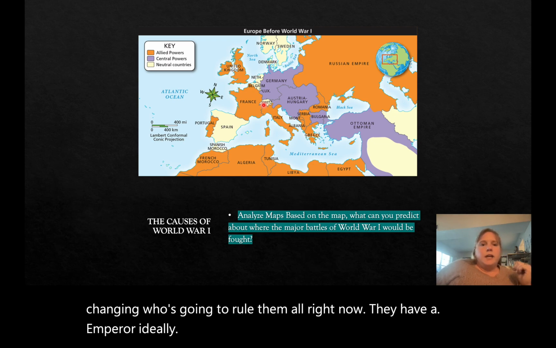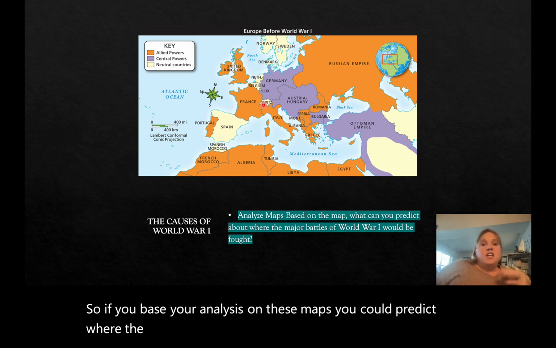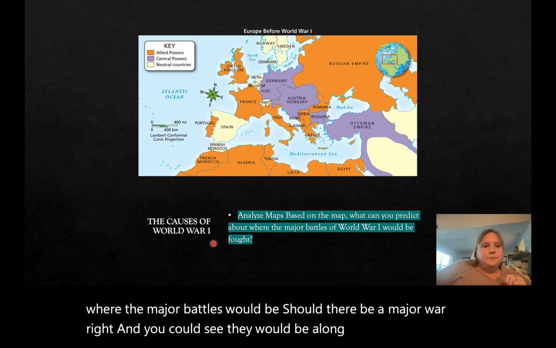If you base your analysis on these maps, you could predict where the major battles would be should there be a major war. And you could see they would be along these lines.